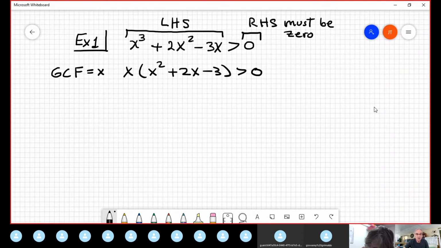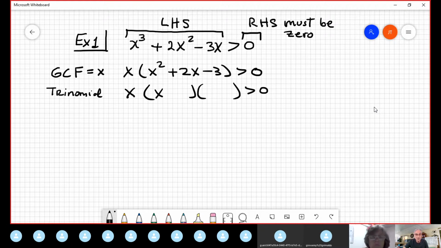Now, this is a trinomial. We factor the trinomial. So in this case, you open two parentheses with x. The combination is 3 and 1, because 3 times 1 is 3, and 3 minus 1 is 2, which is positive: 3 and negative 1. In the last class, we solved this inequality using the plus-minus combination, but this is crazy. This is the traditional way.